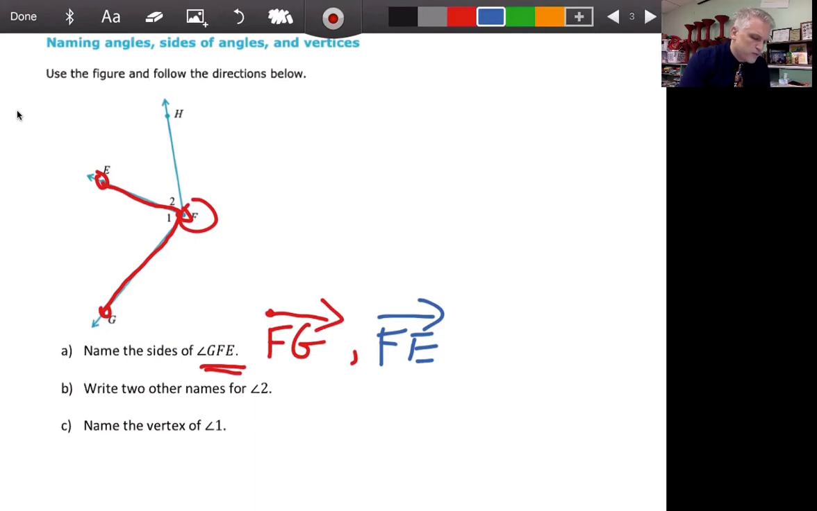Write two other names for angle 2. Okay, well, angle 2 is this other angle right here. Now just like in letter A, they named the angle using 3 points. One on one side, the vertex, one on the other side. The vertex is always the middle point in your name. So we're going to call it angle, and I like to use a little slash here.